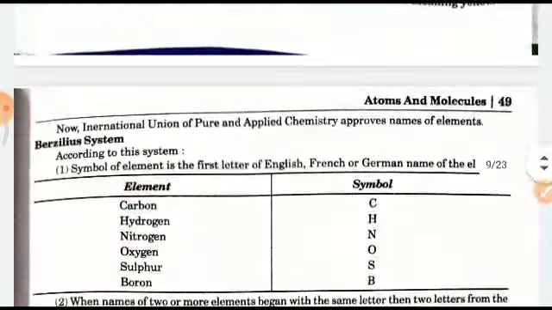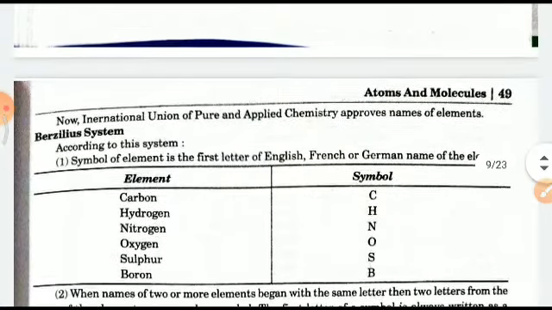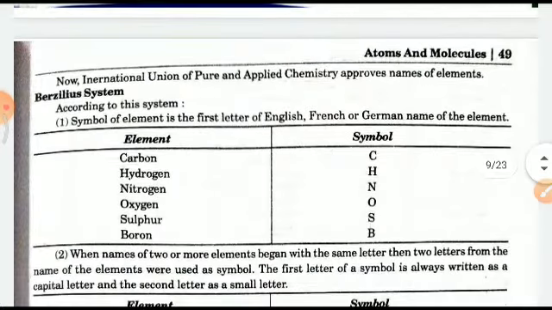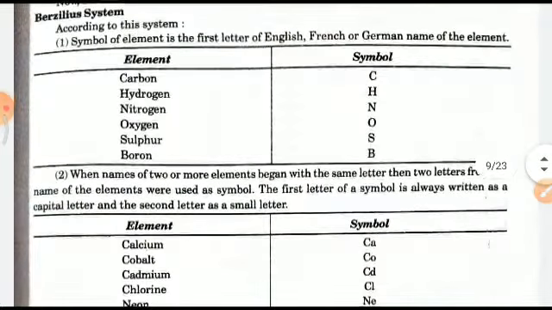Now what happened later on was Berzelius, a scientist, represented these elements by some letters, right? Firstly, he presented some elements by the first letter of their spelling. Like say carbon, the first letter is C, so the symbol is C. Hydrogen H, nitrogen N, oxygen O, sulfur S, boron B.